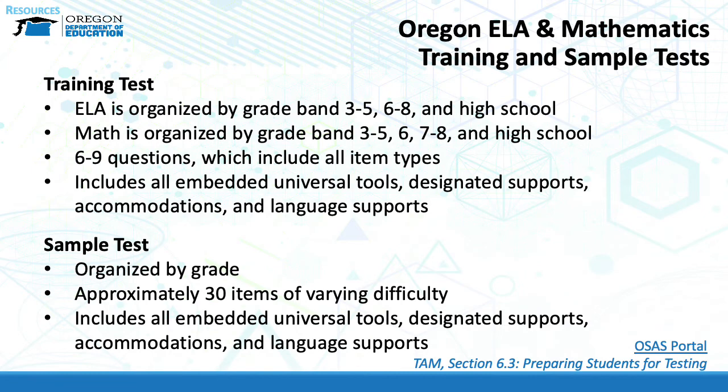In ELA, training tests are available for grades 3 through 5, grades 6 through 8, and high school. For math training tests, available grade bands are grades 3 through 5, grade 6, grades 7 and 8, and high school. The second is the sample test, which is aligned to specific grades. Sample tests provide students and educators a look at the grade-specific operational assessment. Sample tests include approximately 30 items that vary in difficulty. Scoring guides for the sample tests are available on the OSAS portal under Resources. Both training and sample tests include all embedded universal tools, designated supports, accommodations, and language supports.